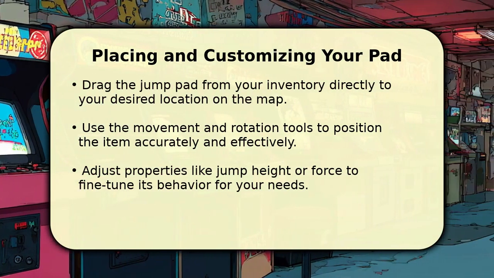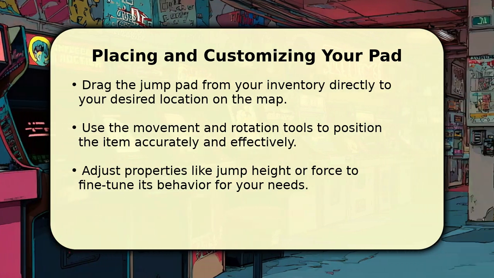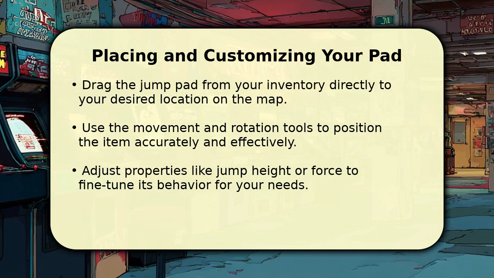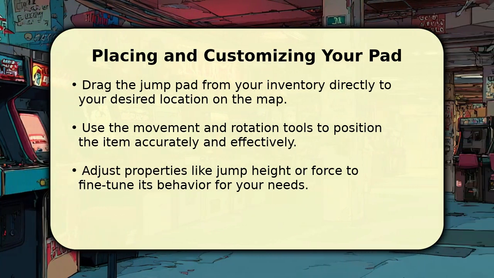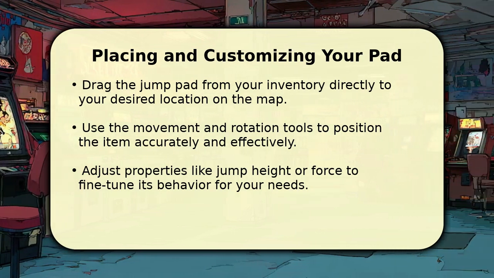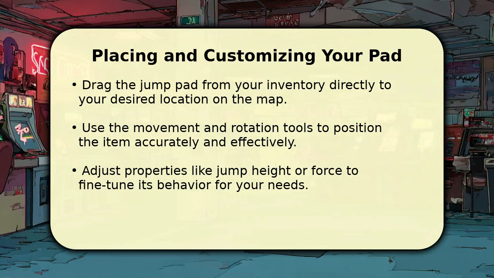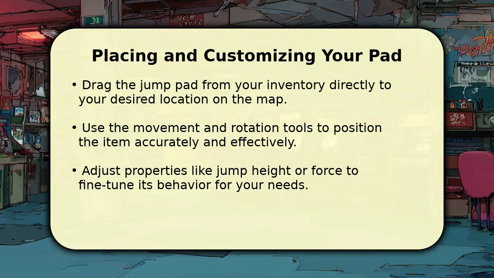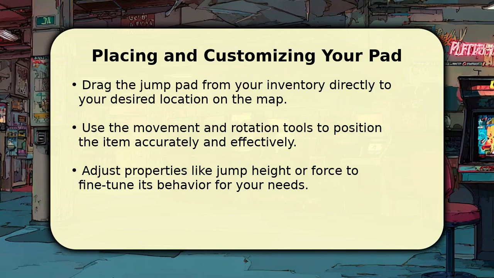Simply drag the item from your inventory into the game world. Utilize the intuitive movement and rotation tools to get it perfectly aligned, perhaps on a platform or at the base of a wall. Remember to access its properties window to adjust settings like jump height. You could set it to propel players 20 feet in the air, for example, making it uniquely yours.